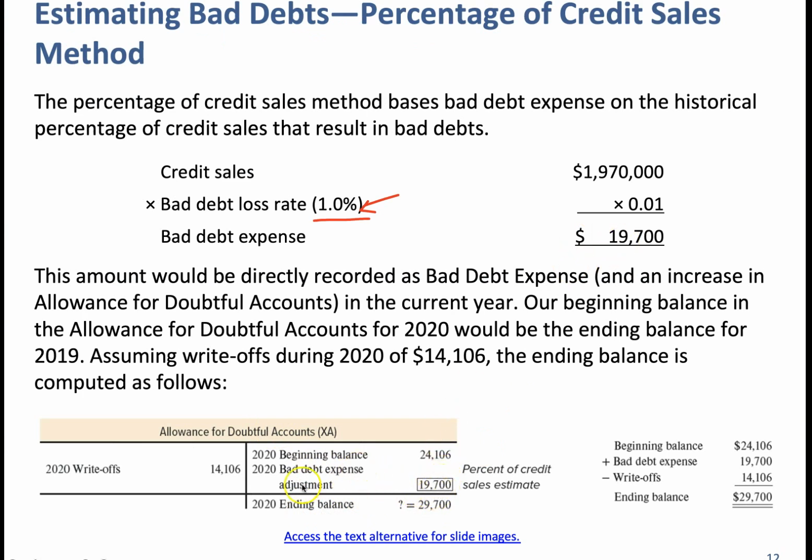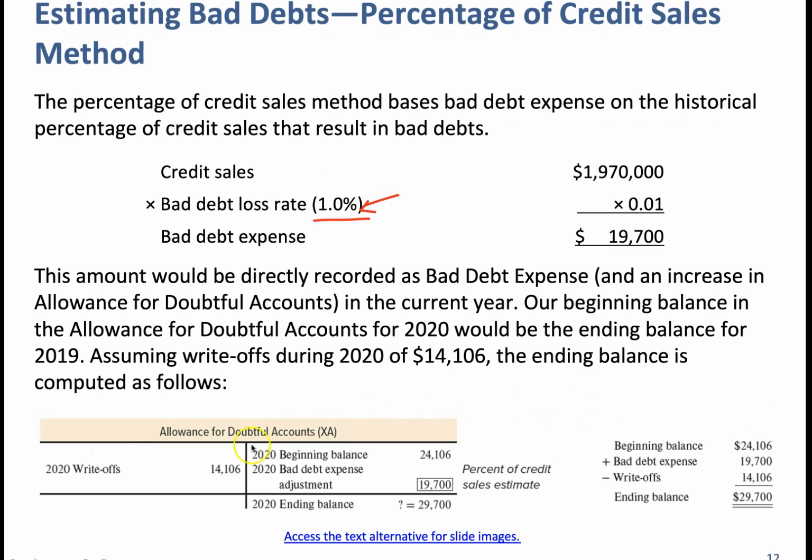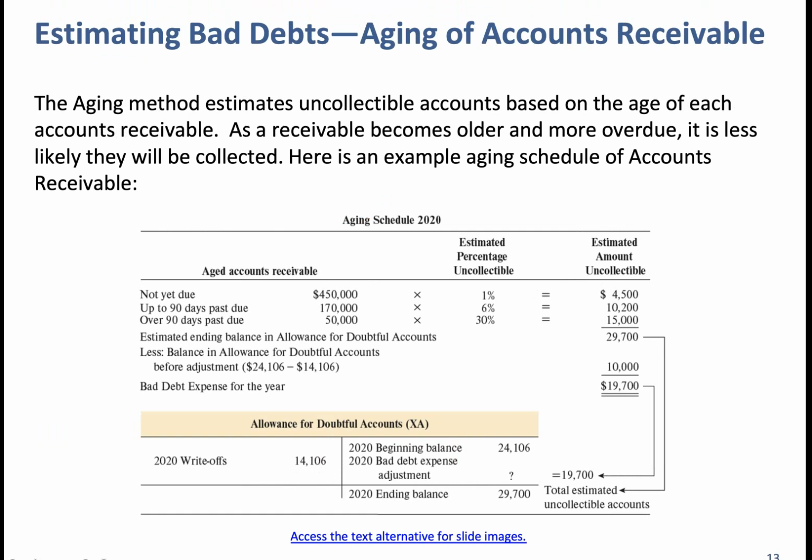Now, suppose during the period there is a write-off. Remember, when you write off, you debit allowances and credit accounts receivable. So we would debit allowances for the amount of the write-off, which is the assumption here. So the beginning balance plus the newly generated bad debt allowances, minus the write-offs, equals the ending balance. Another method, which is a more accurate method, is called aging of accounts receivable.